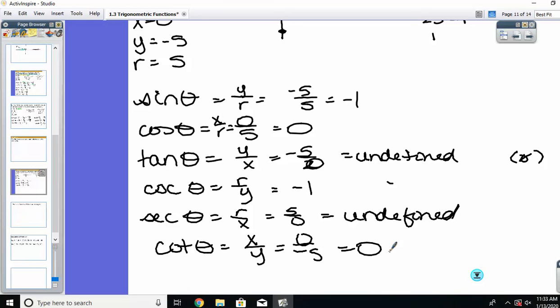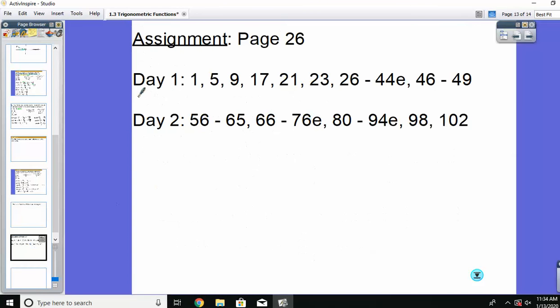So if it lands on an x or y axis, you are going to come up with a lot of zeros and undefineds for your trig functions. We are going to talk more about those values tomorrow. Those are some special values that will show up a lot, but I'm going to save that for then. So we are done, and you guys have a lot of time to work yet again. We are on the day 1 assignment here.